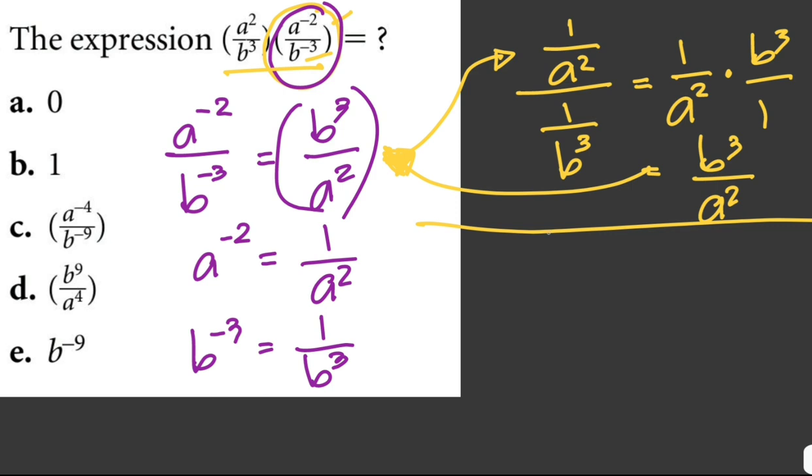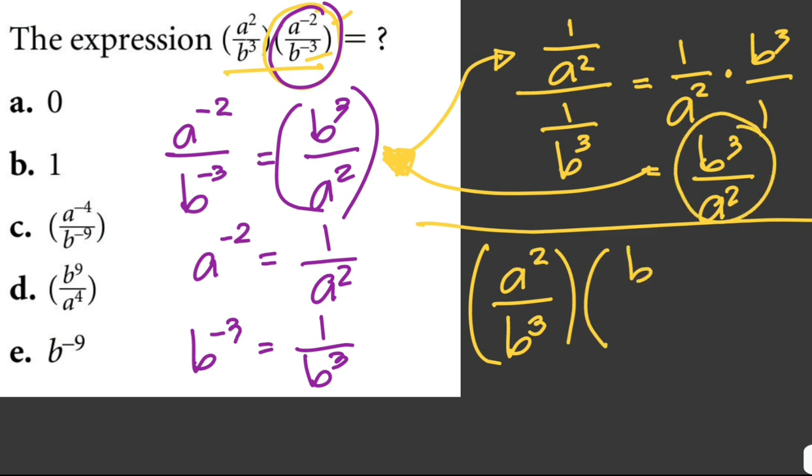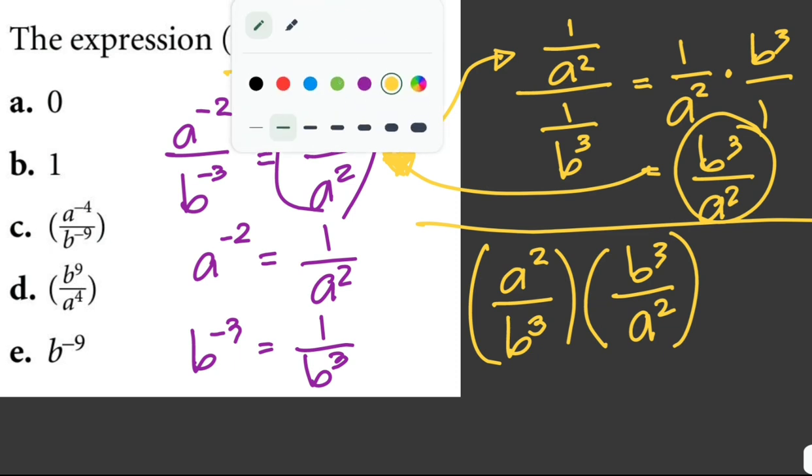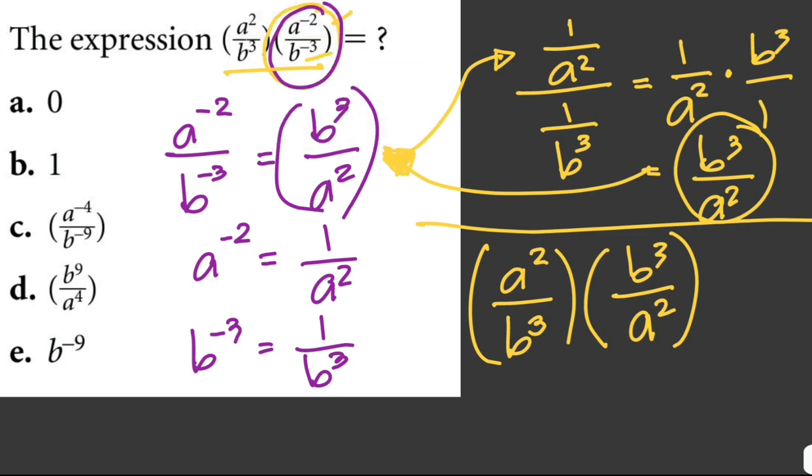And now we can solve this expression here. That would be a squared over b cubed times b cubed over a squared. So take note here that both the numerator and denominators cancel out. So this is just equal to 1 over 1, or simply 1. So the answer here is letter B.